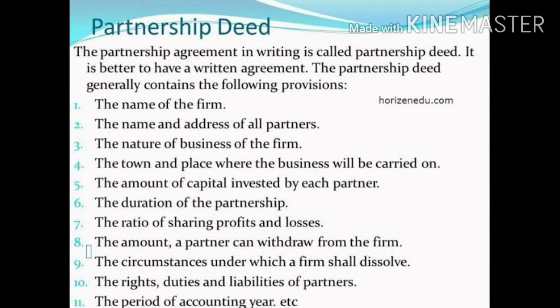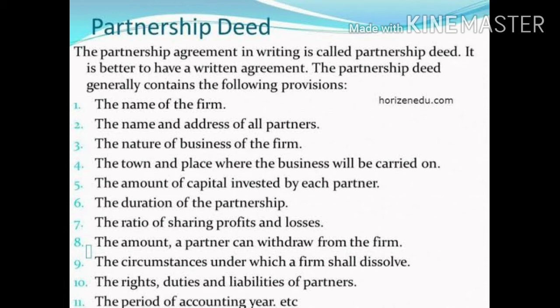Fifth is the interest on capital. At what rate will the partners be given interest on the capital invested by them? Next is the interest on drawings. If the partners have withdrawn any amount, what amount of interest will be charged upon them?